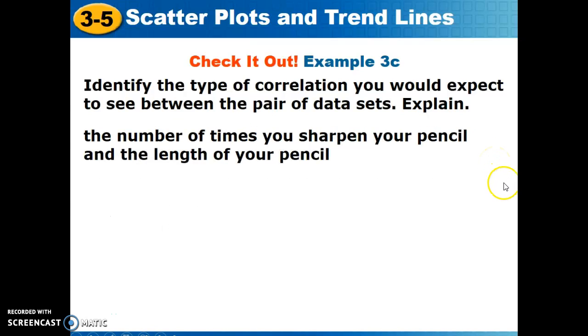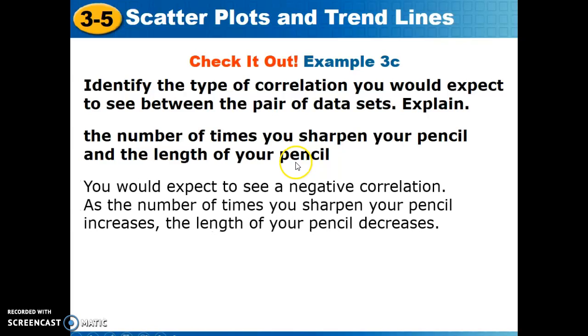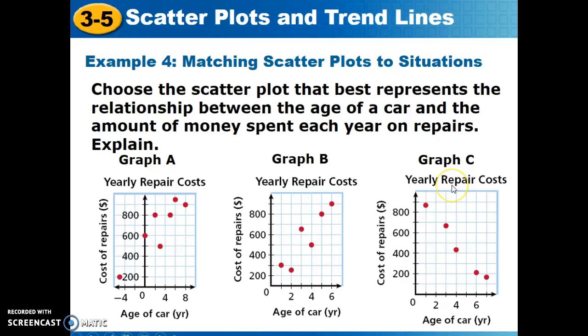And what would you guess? A correlation between the number of times you sharpen your pencil and the length of your pencil. Well, the more we sharpen it, what happens? The shorter it gets. The length diminishes as we sharpen it more. One is increasing, the other is decreasing. We should expect to see a negative correlation.